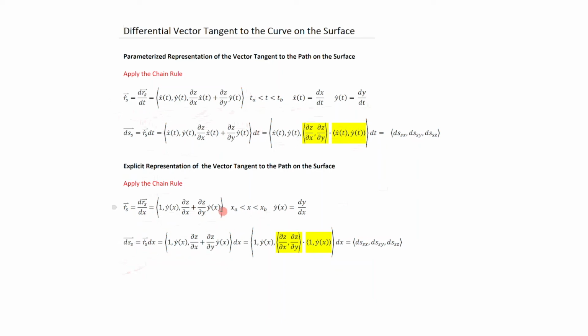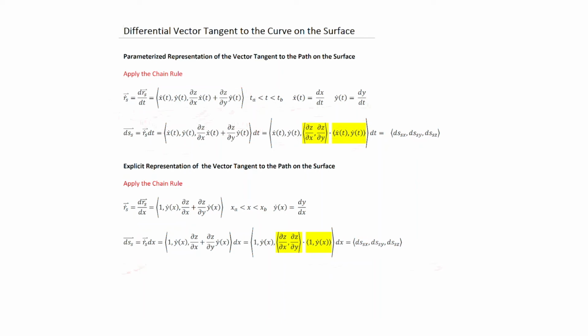Okay, so this looks the same as this except the dx. And again, we play the same trick as previously. We realize that this can be expressed as the dot product between two different vectors, this one here and this one here. And so that's the x component of ds, this is the y component of ds, and all of this is the z component of ds. So that basically gives us what we need.